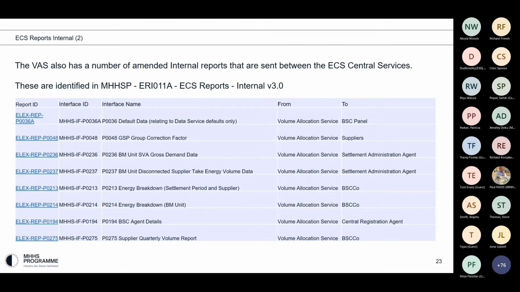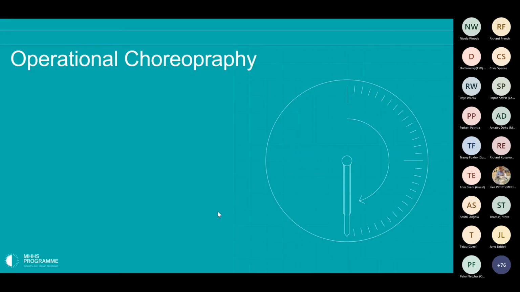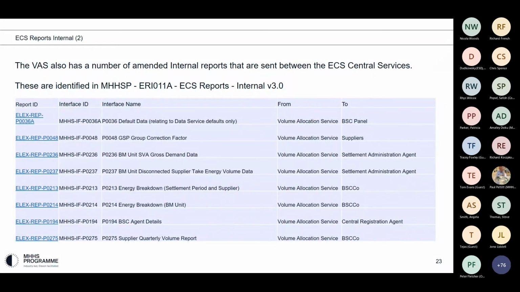These P flows will be going to various people, either BSC panel, suppliers, settlements administration agent. And I think that was it on both interfaces and reports. Amity, are there any questions on any of that?